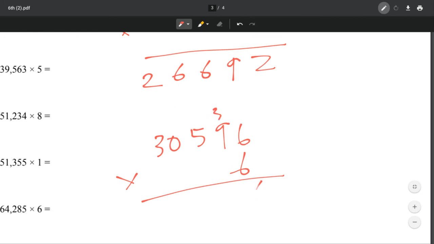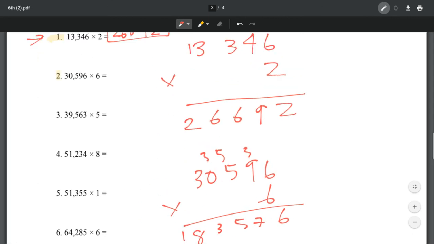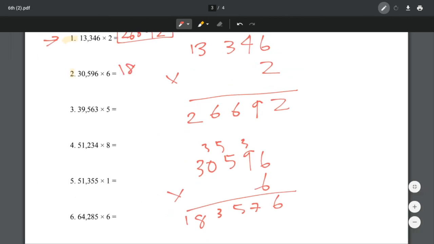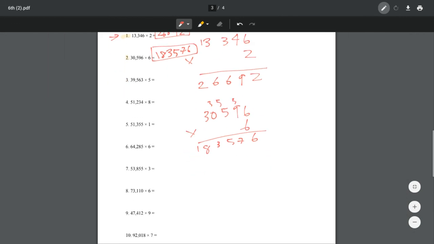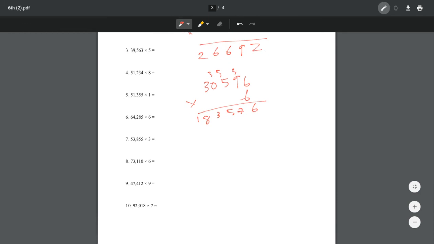And then for number 2, again, just simple multiplication, times 6. 6 times 6, 36, 6 times 9, 54, that's 57. And then that's 30, 35, that's 0, that's 3, and then that's 18. So that's our answer. Okay, there's easy multiplications. So go ahead and try all these.